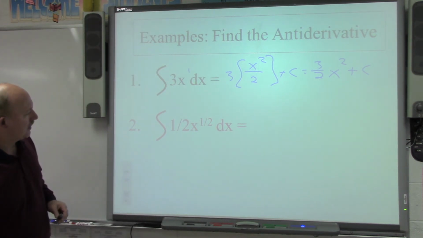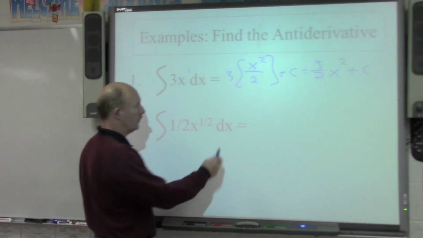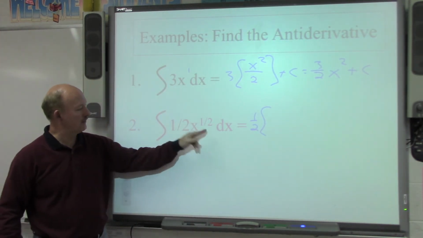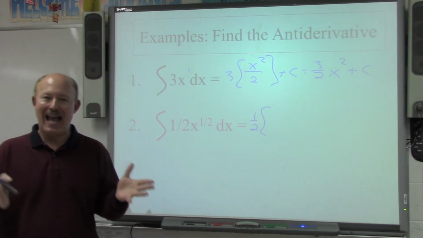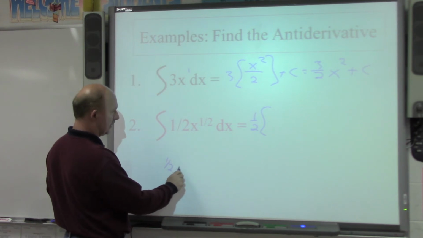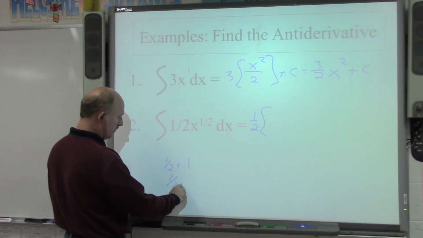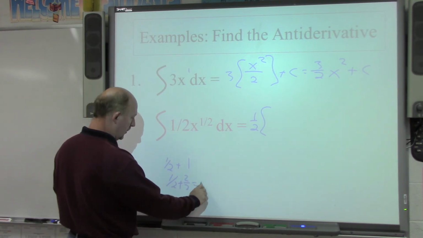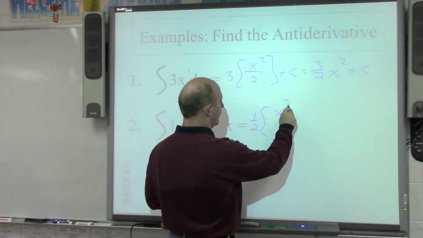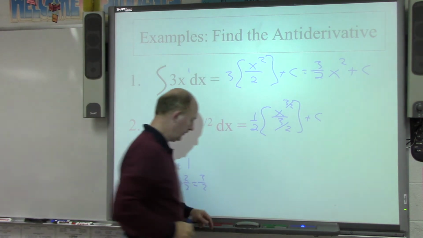Okay, let's try this one here. 1/2 x to the 1/2 power. Once again, as you multiply here, this will be 1/2 times the antiderivative of x to the 1/2. Now you've got to add 1 to your exponent, right? So remember, 1/2 plus 1 is actually 1/2 plus 2 over 2, which is 3 over 2. So adding 1 to your exponent gives you x to the 3 over 2 divided by 3 over 2, plus c.